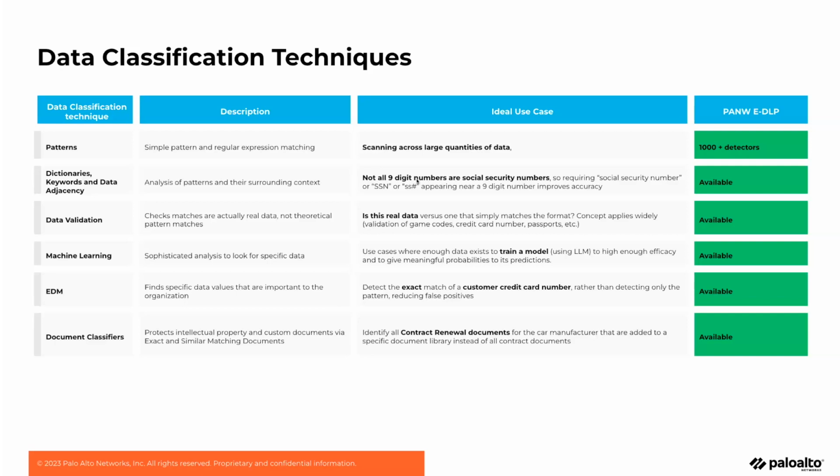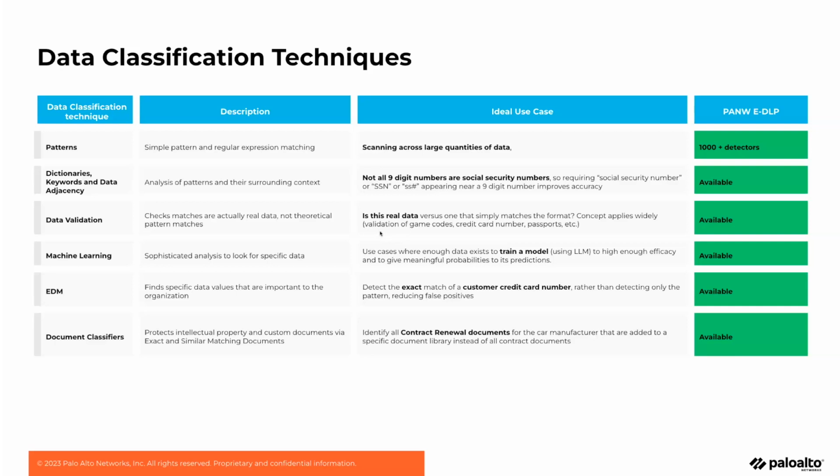Patterns. This is standard patterns. You're looking for SSNs, again, with 9 digits, for example. We have 1,000 of those detectors available out of the box. Then comes data adjacency. I showed you a demo of it today as well, but essentially keywords and things like that, where not all 9-digit numbers are social security numbers. So we do this via what we call proximity keywords. So you want to see at least the mention of some keywords like social security number or SSN to validate that, yes, this is truly an SSN. And this is again available out of the box.